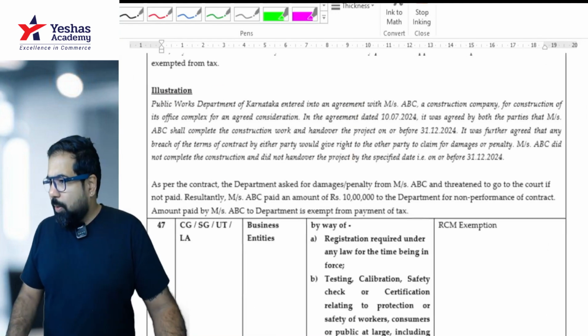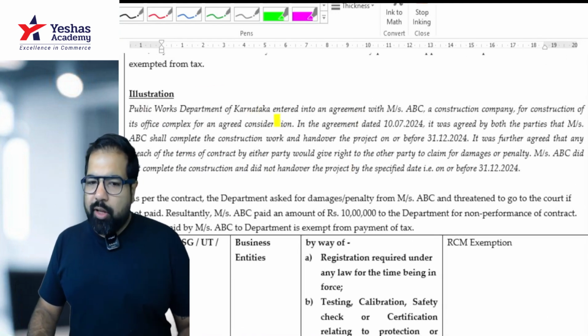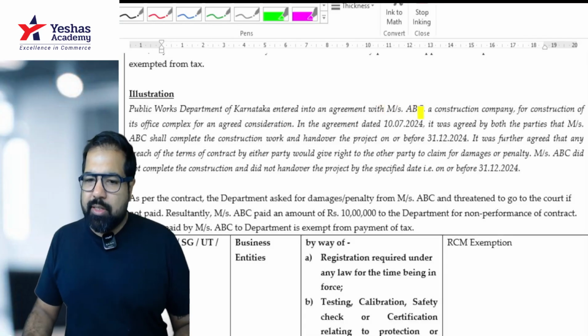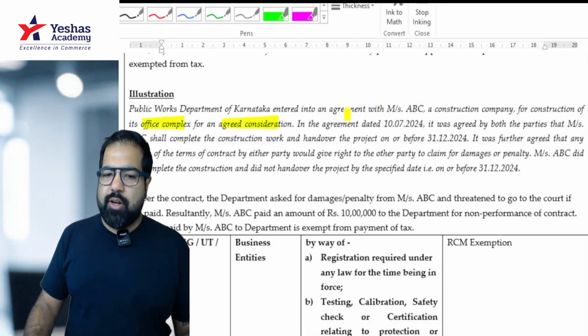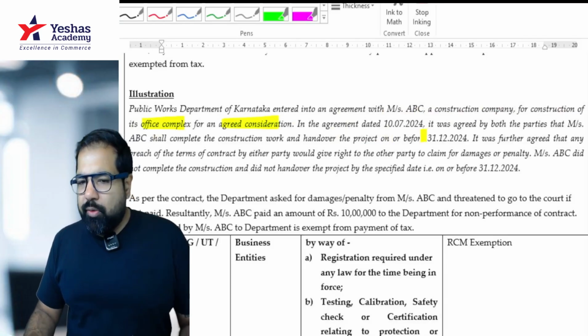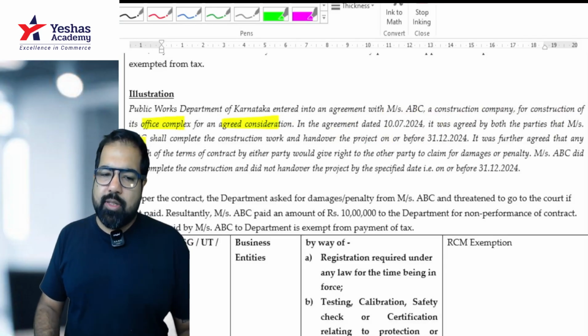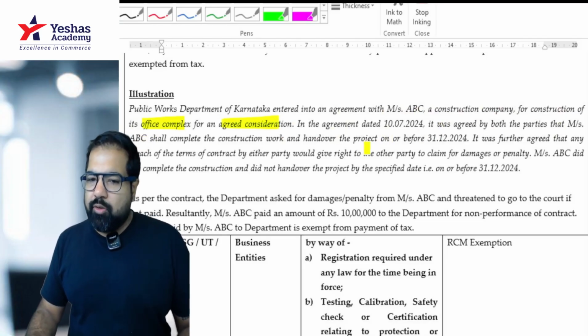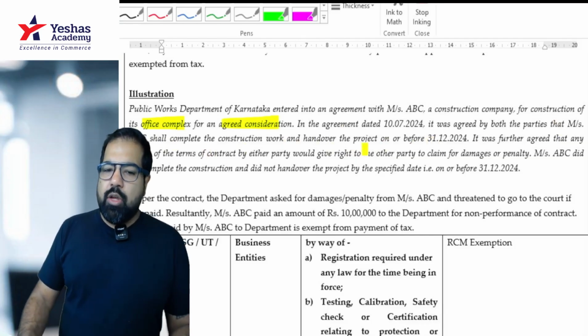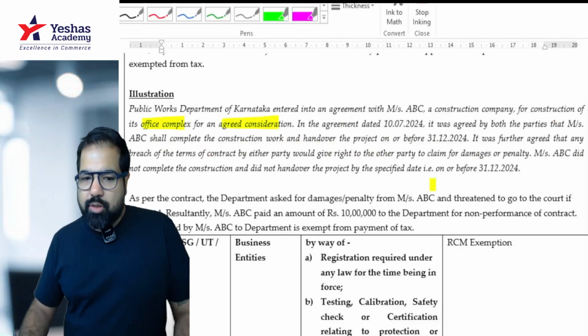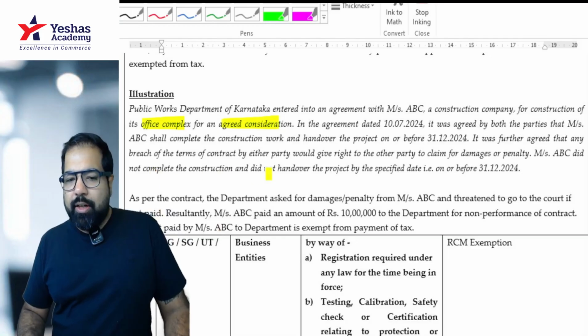The Public Works Department of Karnataka entered into an agreement with Messrs ABC, a construction company, for construction of its office complex for an agreed consideration. In the agreement on 10 July 2024, it was agreed by both the parties that Messrs ABC shall complete the construction work and hand over the project by 31st December. It is further agreed that any breach of the terms would give the right to the other party to claim damages. ABC did not complete the contract and did not hand over the project.